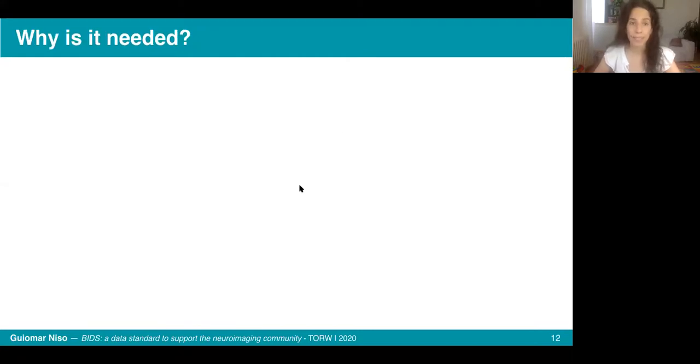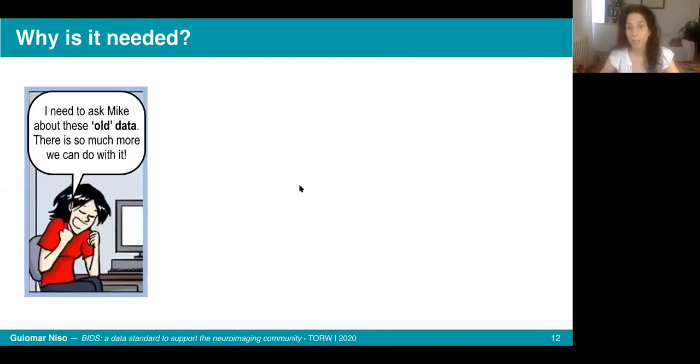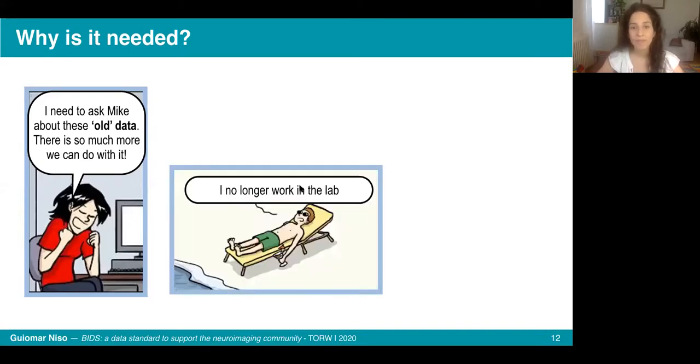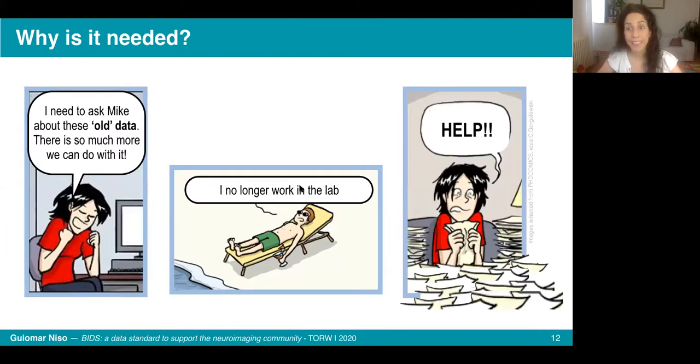Why is it needed? This could be a potential situation in the lab. This is Professor Smith. Hey, I need to ask Mike about this old data. There's so much more we can do with it. But meet Mike, he no longer works in the lab. So Professor Smith really needs a lot of help.